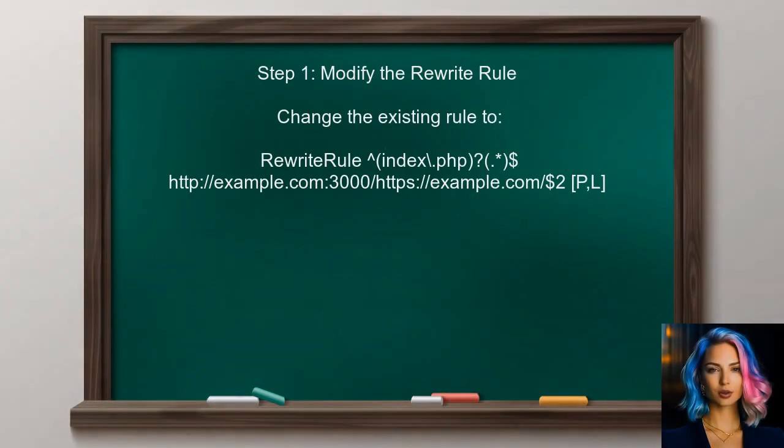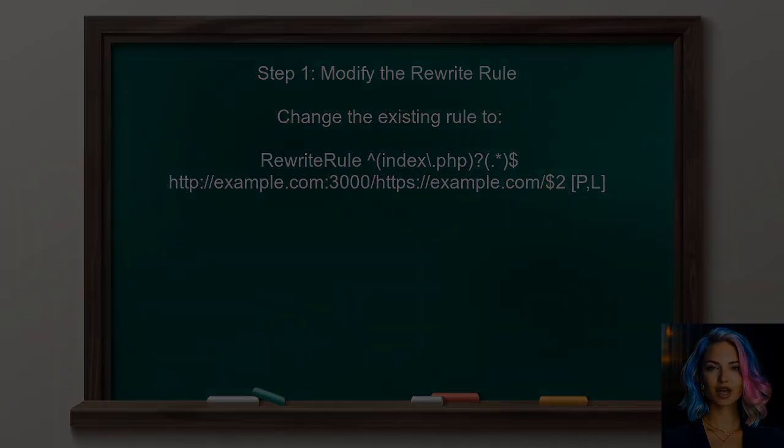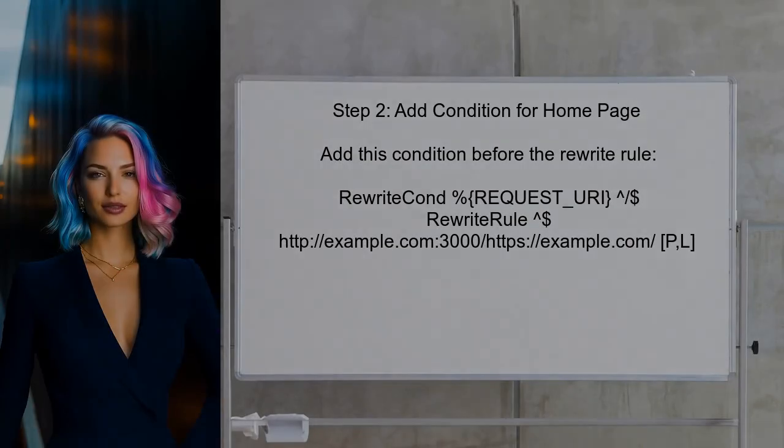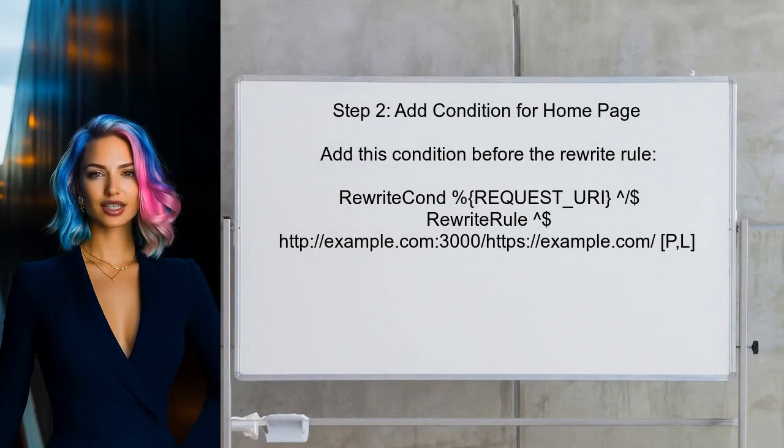To begin fixing the rewrite rule, the user should ensure that the conditions for the home page and inner pages are correctly defined. The first step is to modify the existing rewrite rule to accommodate both cases. Next, the user needs to add a specific condition for the home page. This will ensure that requests to the home page are handled correctly without affecting the inner pages.